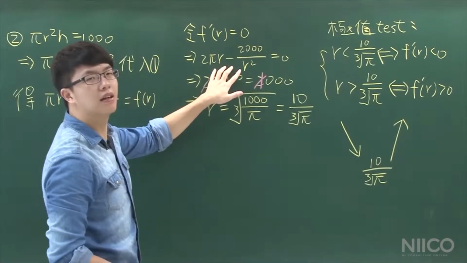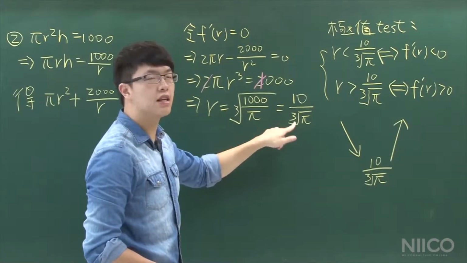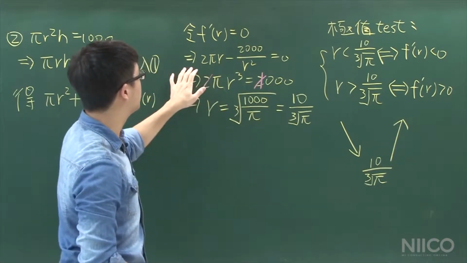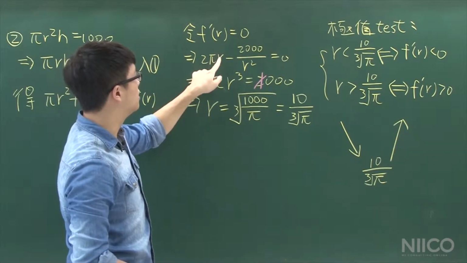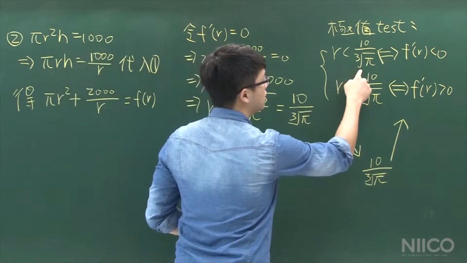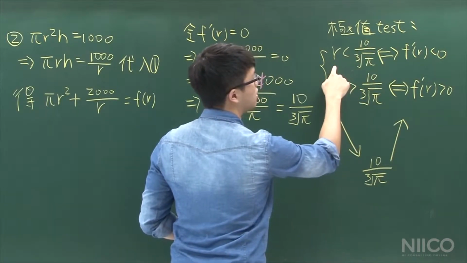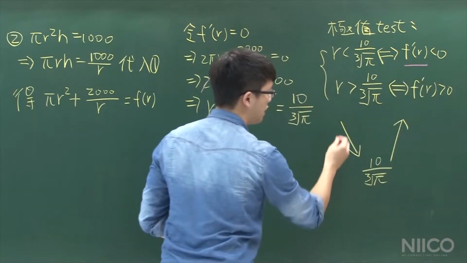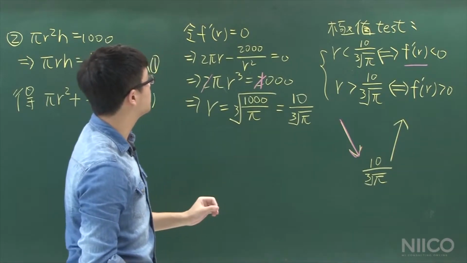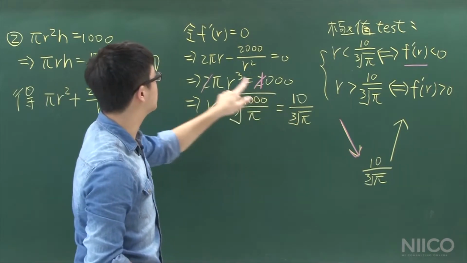Now we want to see whether, when r equals 10 over the third root of pi, f of this 10 over the third root of pi is actually a local maximum or a local minimum. So let's take a look. For r that is smaller than this value, 10 over the third root of pi, let's just let r equal 1. So the value of f prime of r when r equals 1 is 2 times pi minus 2,000. This is definitely smaller than 0. So we can see that for r that is smaller than 10 over the third root of pi, f prime of r is negative, so the value of f of r is decreasing.